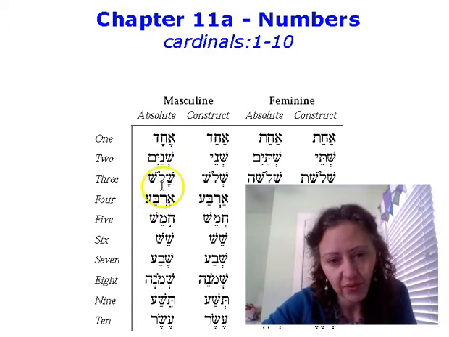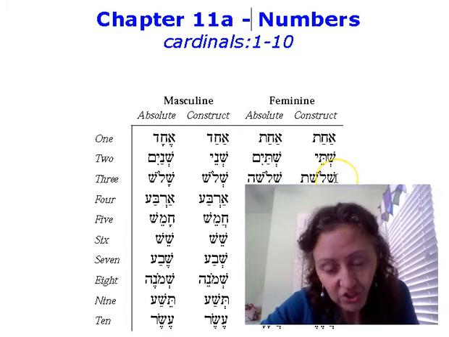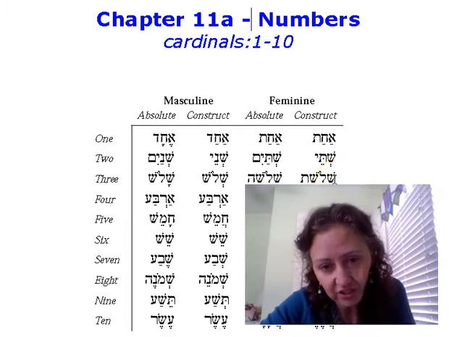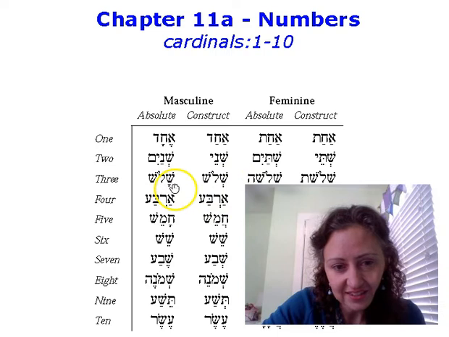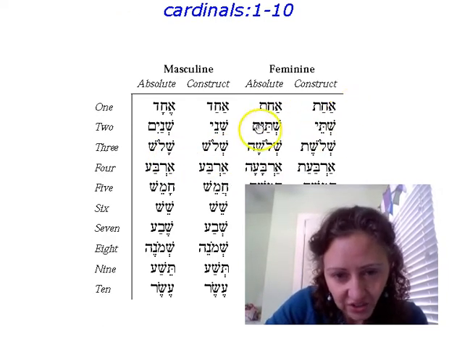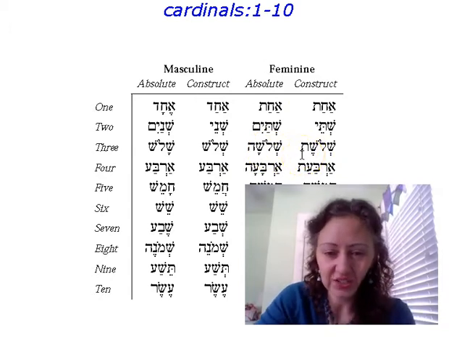So, for example, for the number 3, you have shalosh in the masculine, shalosh in the masculine construct, shalosha in the feminine absolute, and shaloshet in the feminine construct. Now, some of those are patterns that you've seen before, right? So in the construct, this kametz turns to a shava. You already know that. In the construct, this hey turns to a tav. You already know that. You're not really memorizing new material in this case.